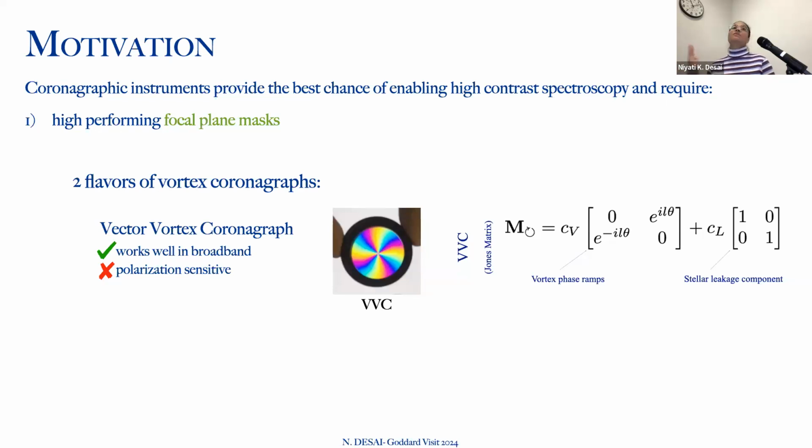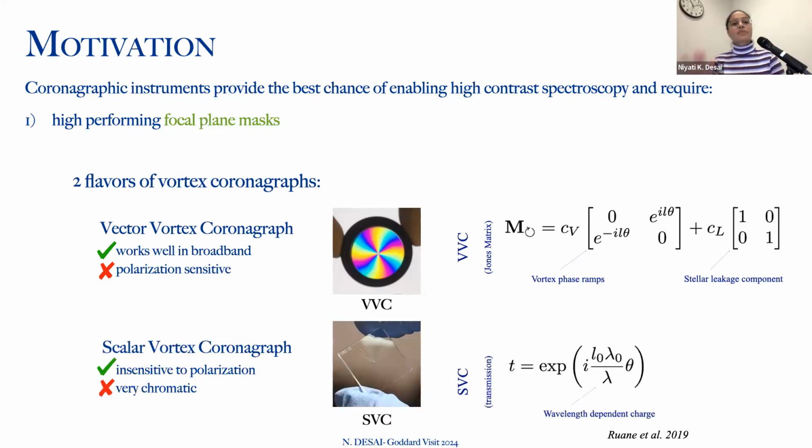Usually, when we use vector vortex, we filter out one of those polarization states. That's a big hit: we're cutting out 50% of the light, or you have to split your entire optical path and have one for each polarization state for the entire rest of your system. And so that's really the big issue we're talking about here. And the reason I'm highlighting that is because the other flavor of vortex coronagraph is the scalar vortex coronagraph, and that's what the rest of my talk will focus on.